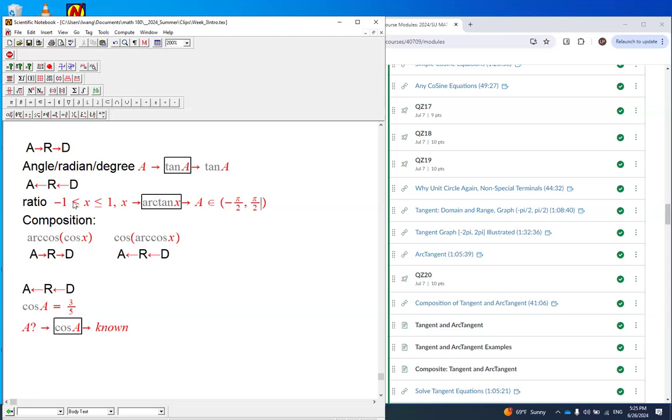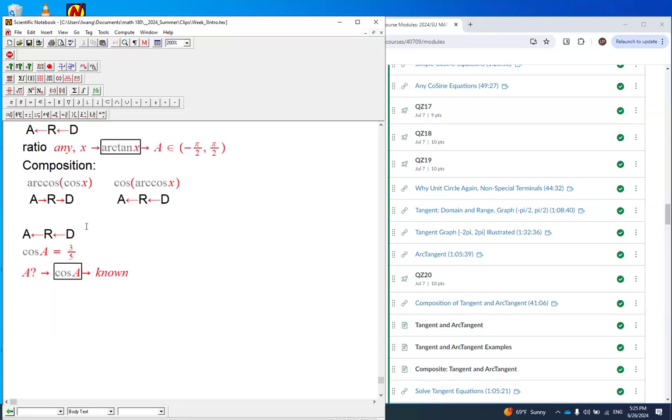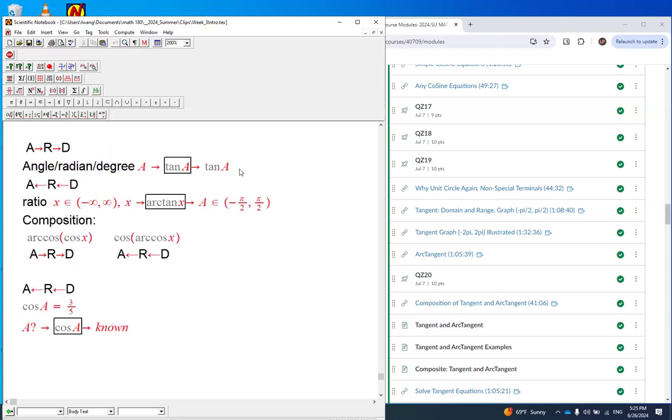The ratio for arctangent is any real numbers. So it's from negative infinity to positive infinity. So x is actually from the interval from negative infinity to positive infinity. So for arctangent, right? For tangent is angle to tangent. So the range of tangent is all real numbers.